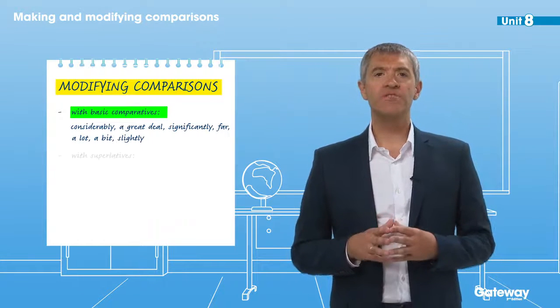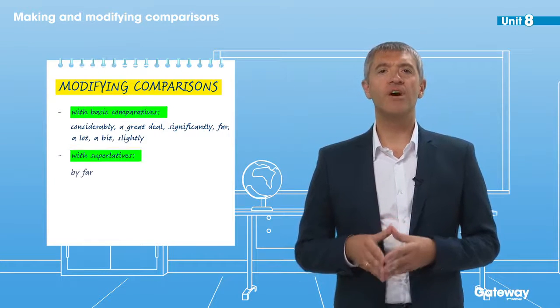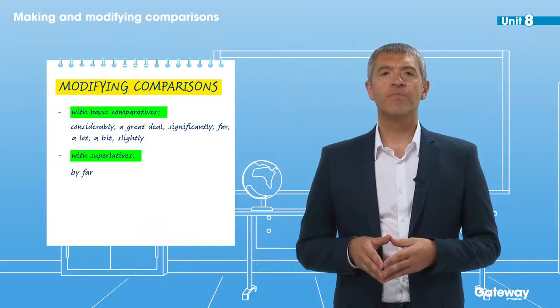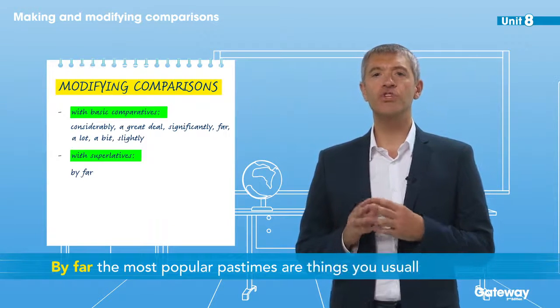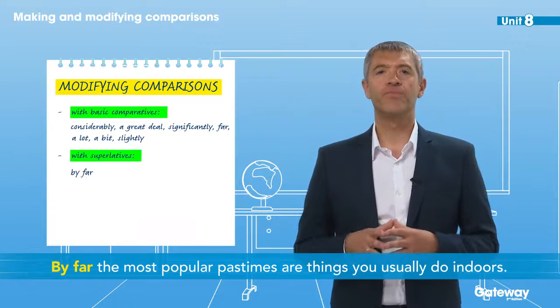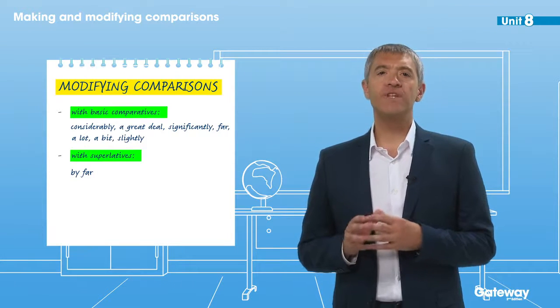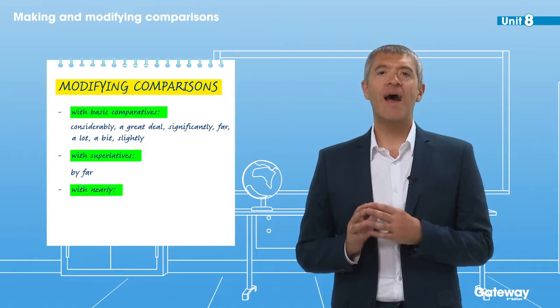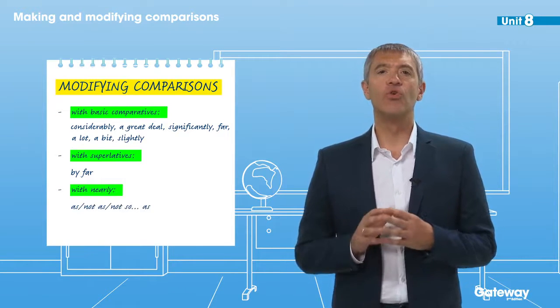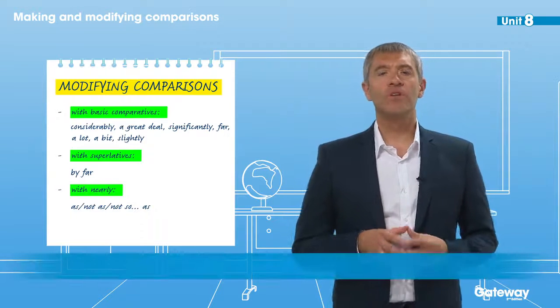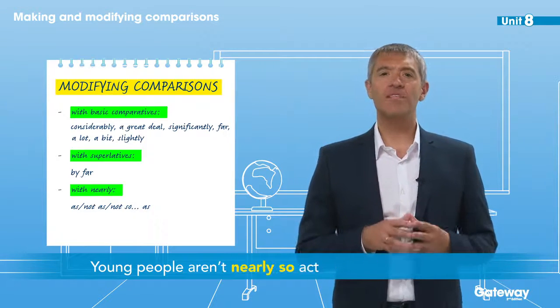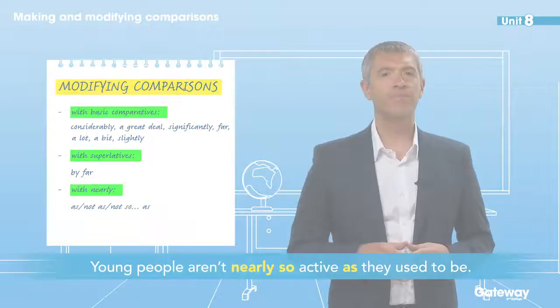Meanwhile, with superlatives, we can use by far. So we can say, by far the most popular pastimes are things you usually do indoors. And we can use nearly with the expression as, not as, or not so as. So we said before, young people aren't nearly so active as they used to be.